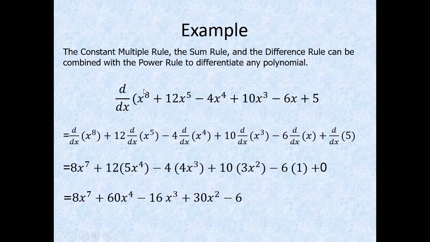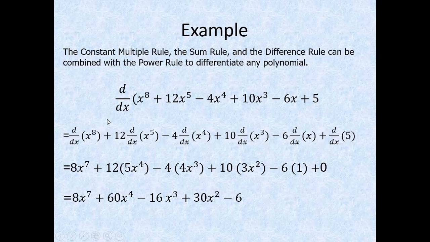The d over dx of this term will be d over dx of x power 8, plus 12 times the derivative of x power 5, minus 4, the constant, which will be untouched, times d over dx of x power 4, plus 10 is a constant, so it will be untouched. The derivative of this x cube, minus 6 will be untouched, d over dx of this x, plus this constant, d over dx of 5.